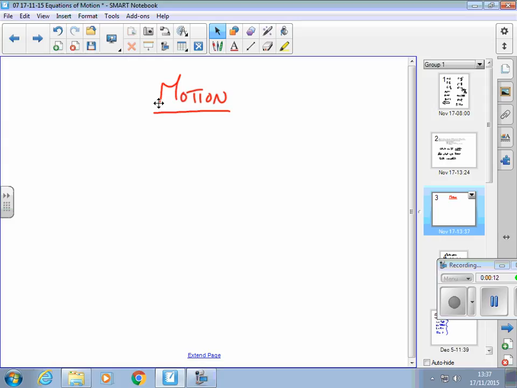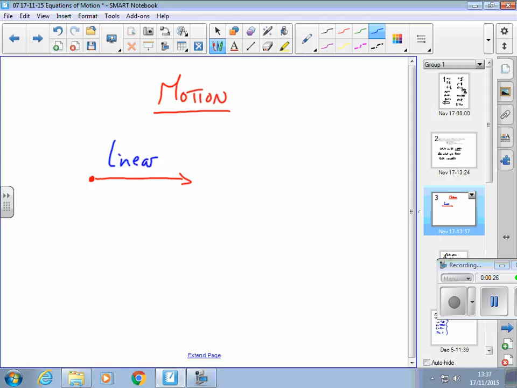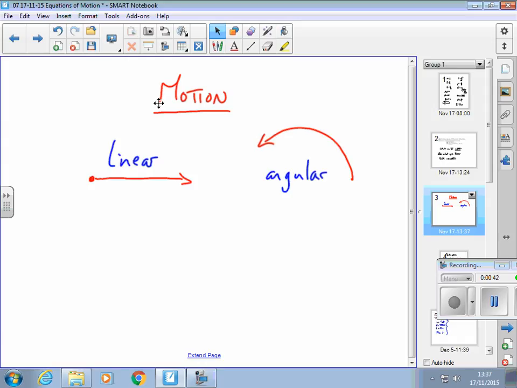We're going to consider motion. We're going to consider motion in a straight line, linear. And we're going to consider motion in a circle, angular. And we're going to end up with some hopefully useful formulae considering angular and linear motion. Let's focus on the linear to start off with.